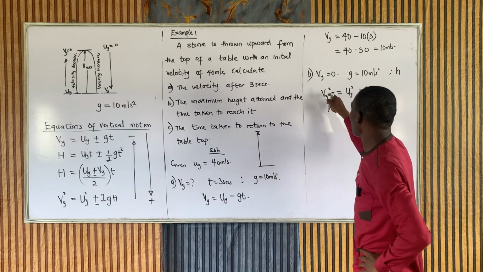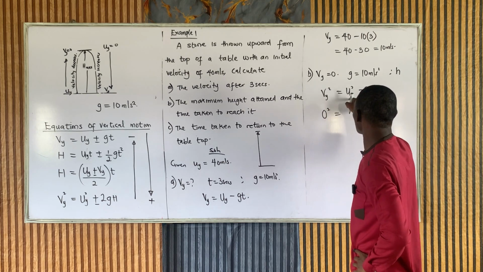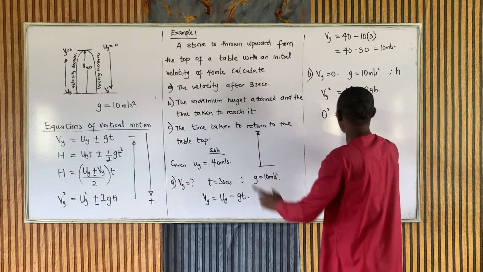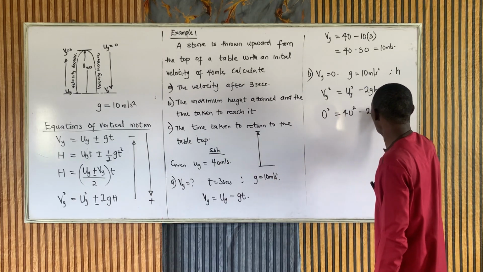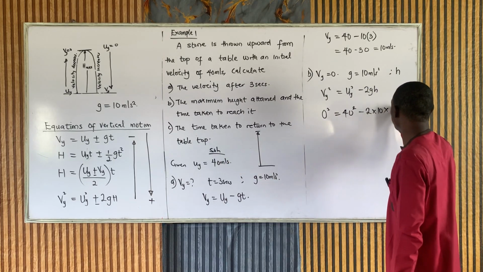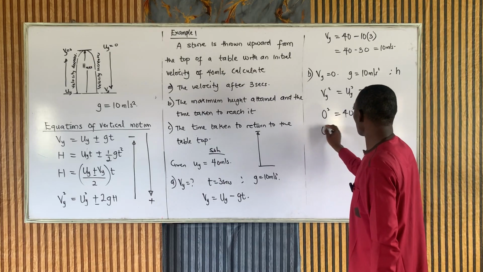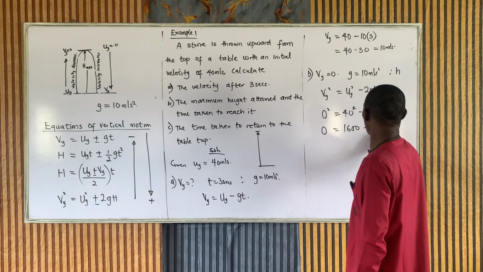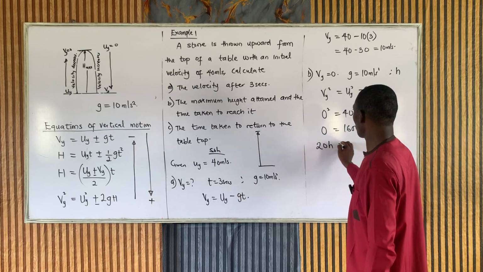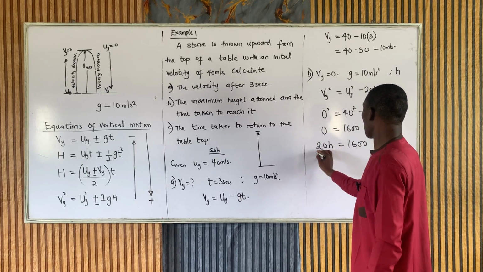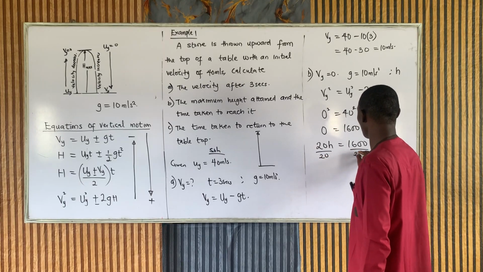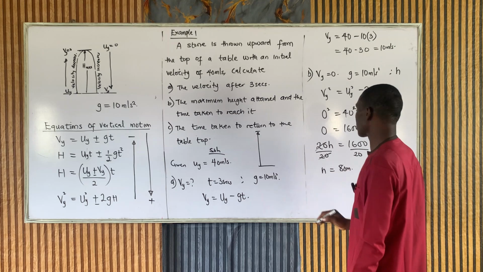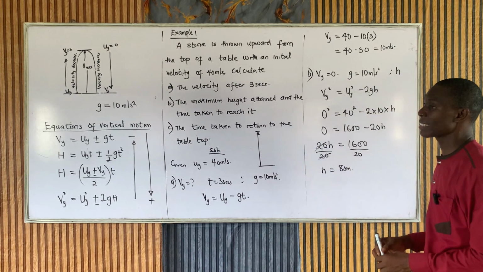And so my V0 squared is equal to U, which is 40, we're given that here, 40 squared, minus 2 times G, which is 10, times H. This will give us 0 is equal to 40 squared, which is 1600, minus 20H. You can bring this here. 20H is equal to 1600. Dividing both sides by 20, our H is 80 meters. So that's the maximum height it attains.